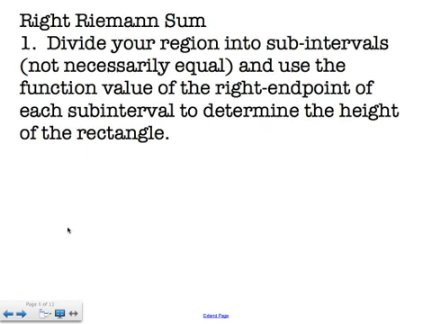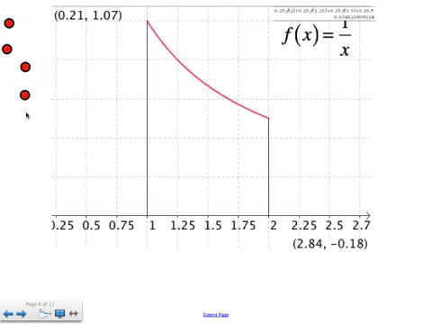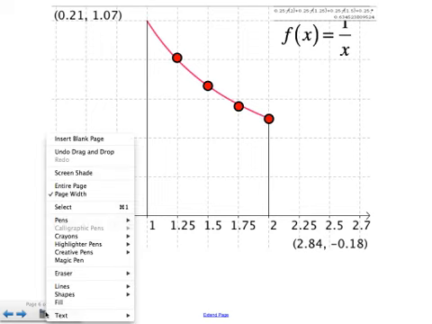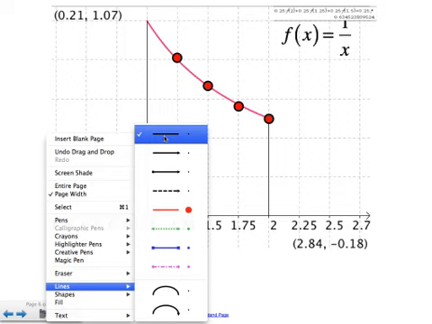Pause the video, take a look at what a right Riemann sum is, and then let's jump ahead to the picture. So the difference between a right and a left is just that you use the right endpoint of each of the subintervals instead of the left. So in this case, f of 1 does not get used as a height, and instead f of 2 gets used. So those 4 dots determine the heights of the rectangles.